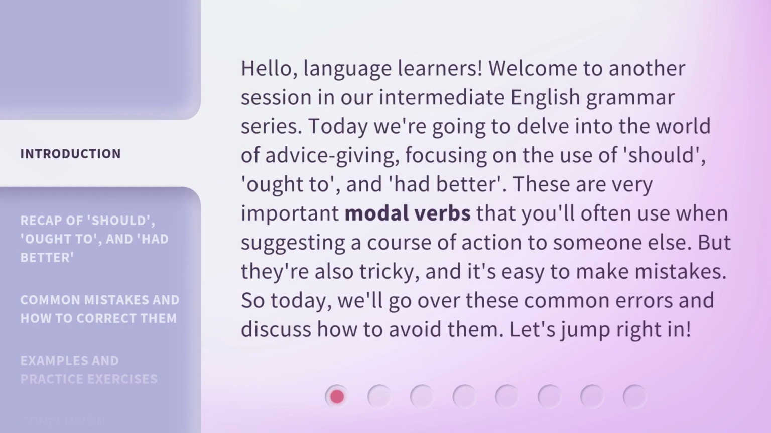Hello, language learners. Welcome to another session in our Intermediate English Grammar series. Today we're going to delve into the world of advice giving, focusing on the use of should, ought to, and had better. These are very important modal verbs that you'll often use when suggesting a course of action to someone else. But they're also tricky, and it's easy to make mistakes. So today, we'll go over these common errors and discuss how to avoid them. Let's jump right in.